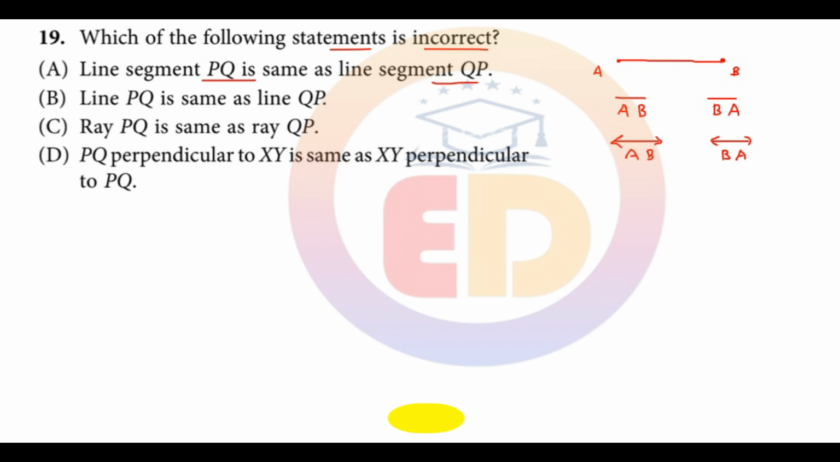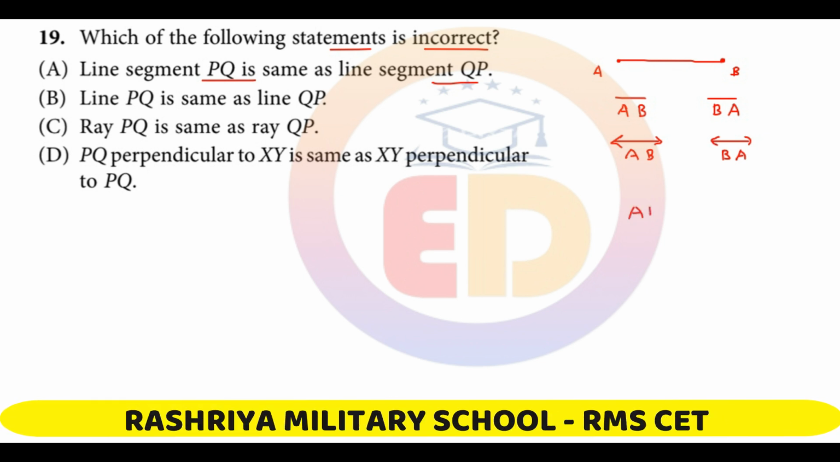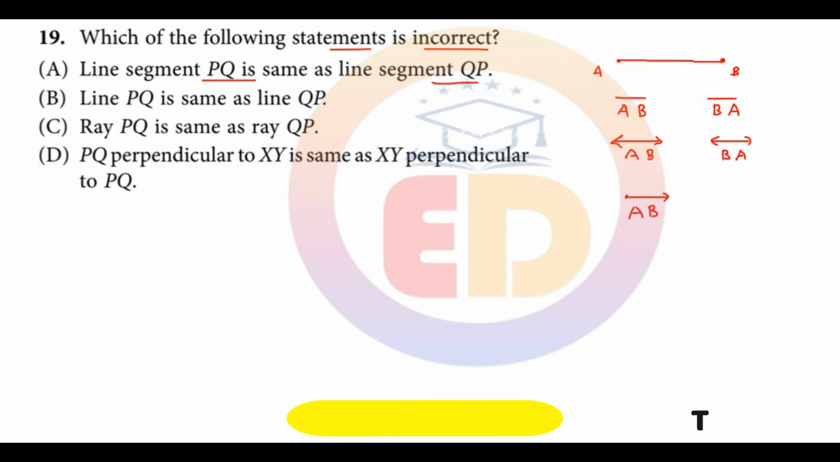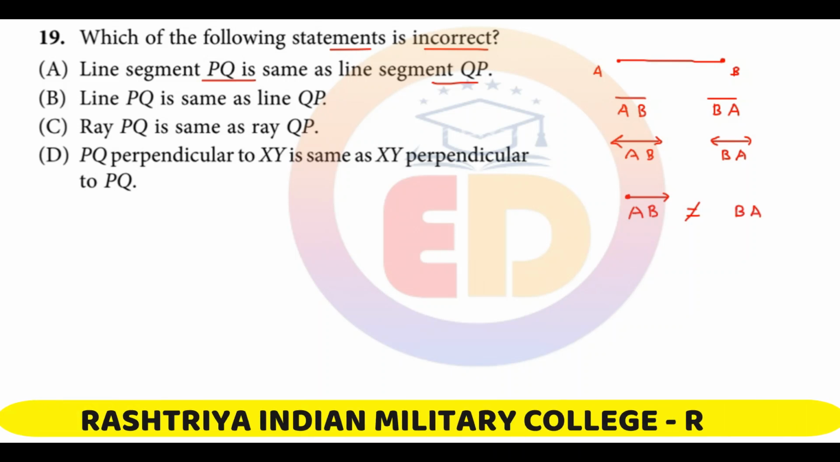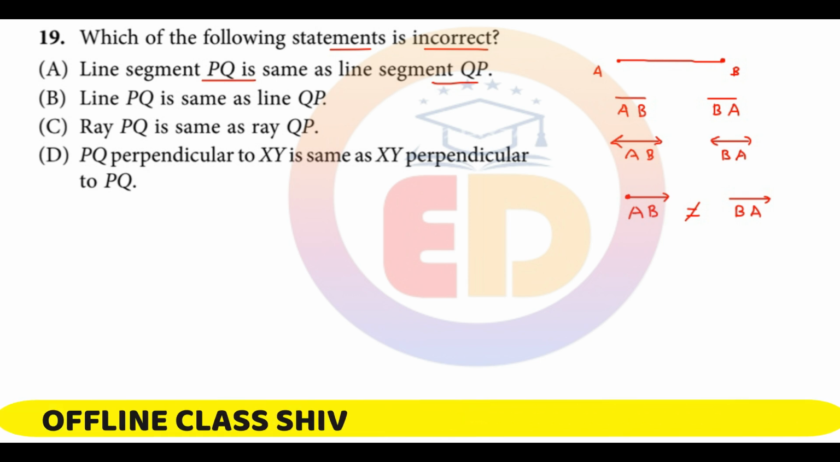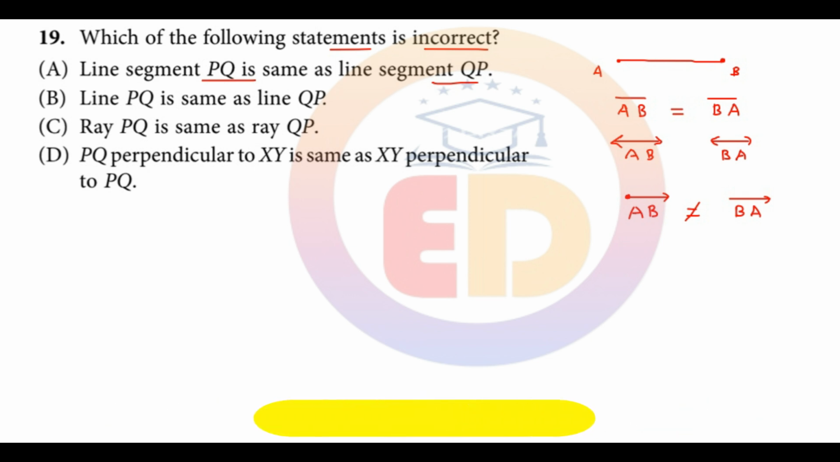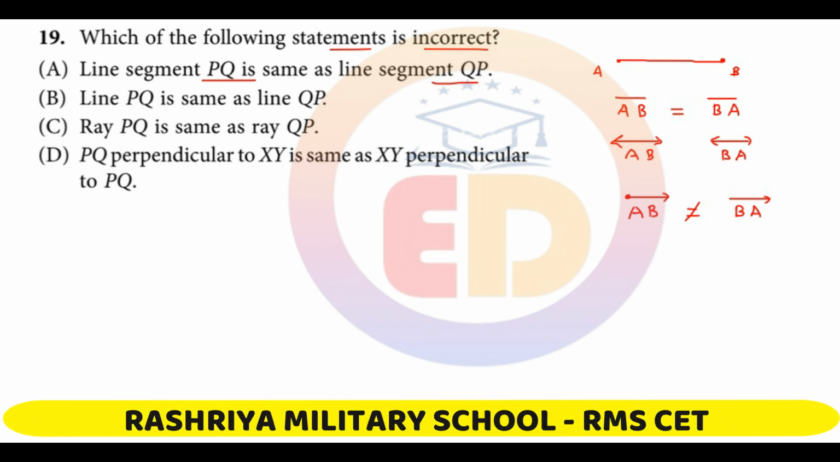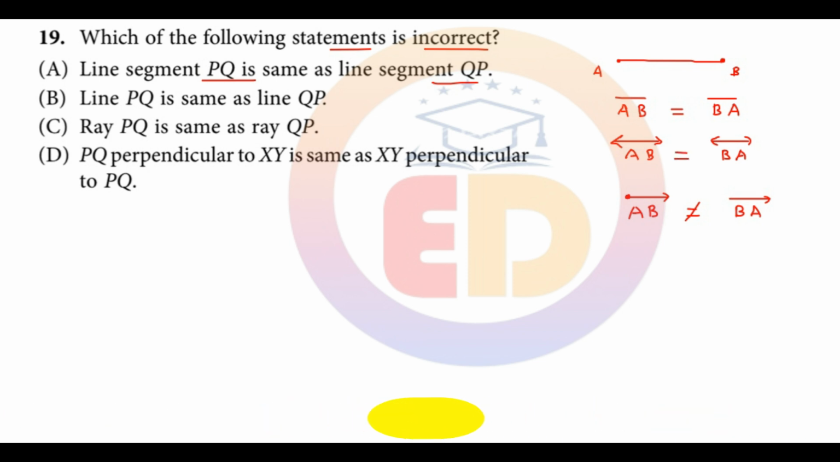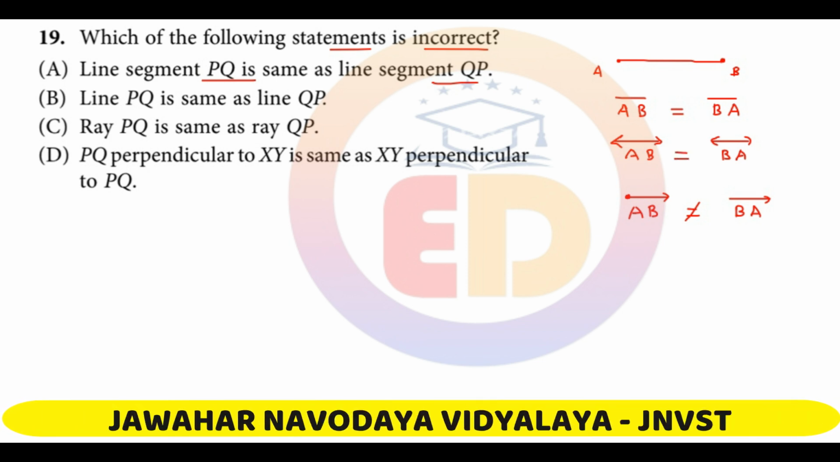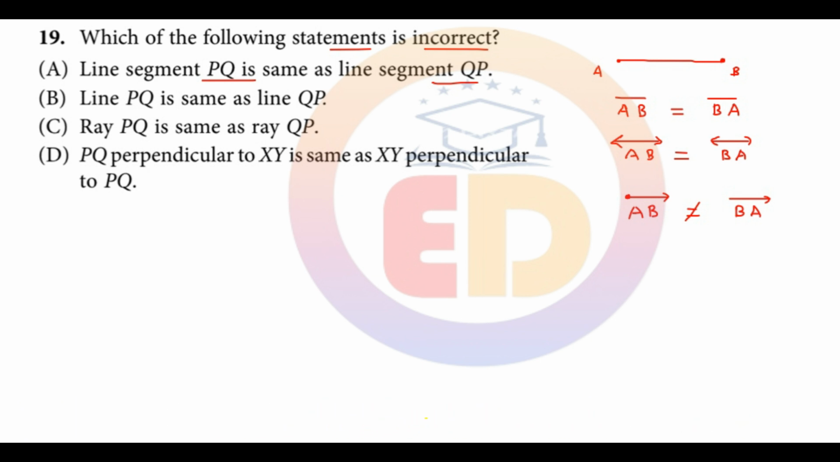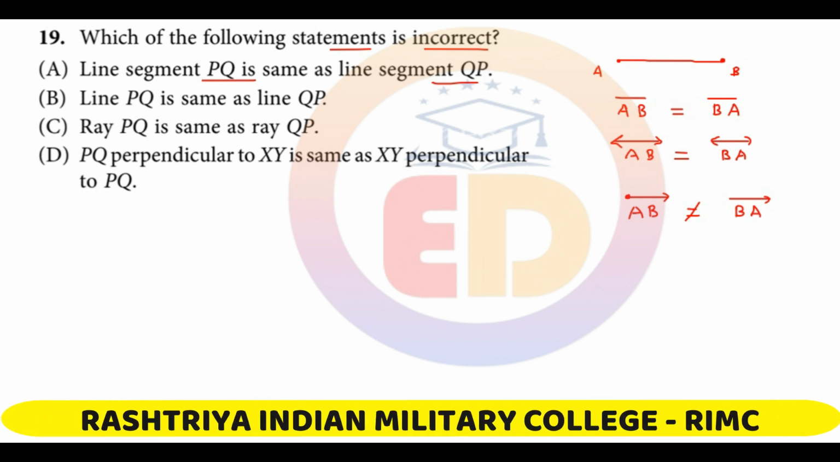It's only the ray, if it is ray AB, then it is not equal to ray BA. I'm not drawing the ray, I'm just explaining it here, that ray AB is not equal to ray BA because both of them has a different starting point. So line is equal, whatever way, if you write it as AB or BA, it will be equal. Line AB will be equal to line BA, line segments will also be equal, line, but only rays will not be equal. So they say the line segment PQ is same as line segment QP. It is correct.